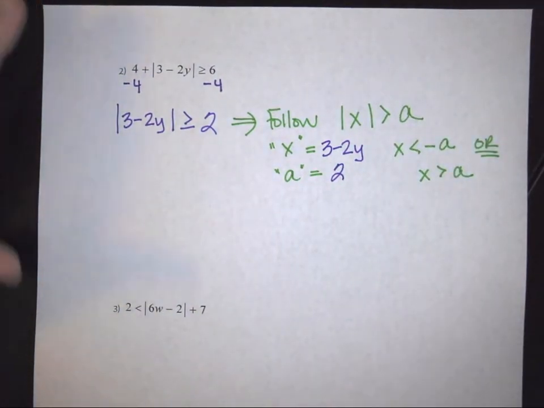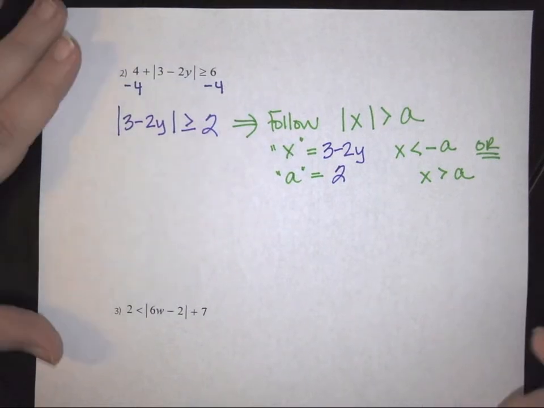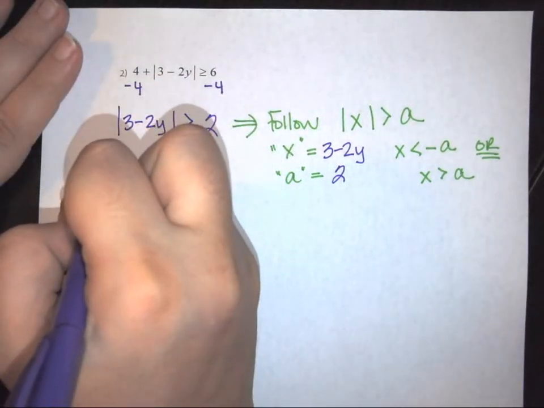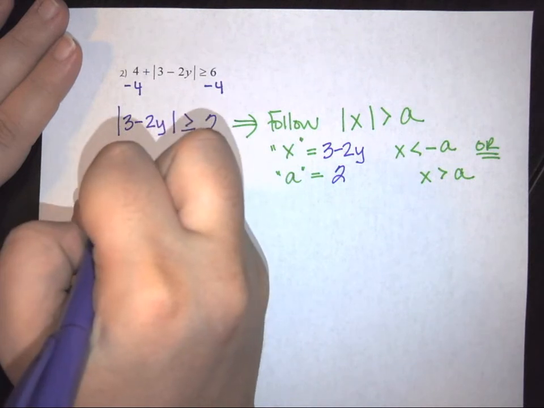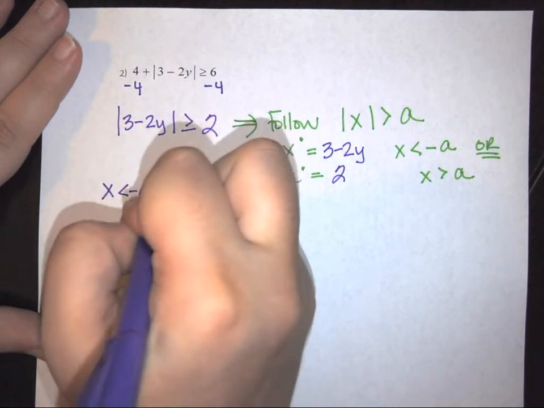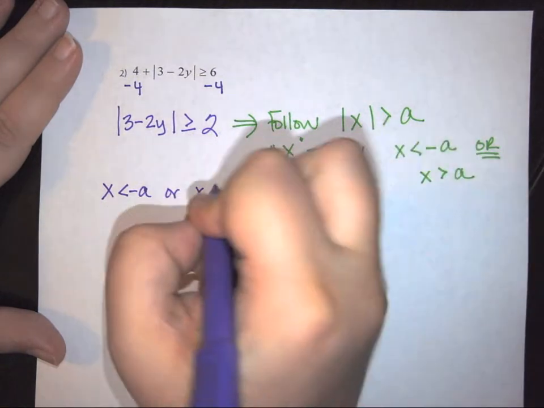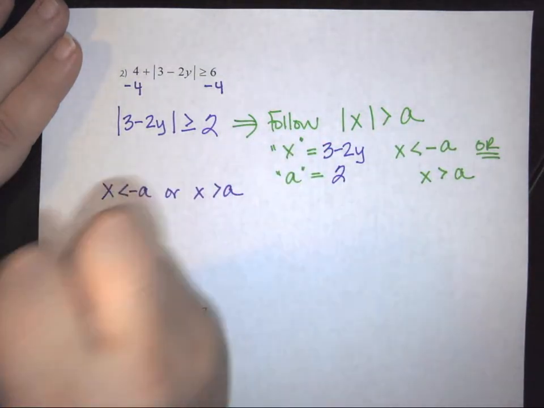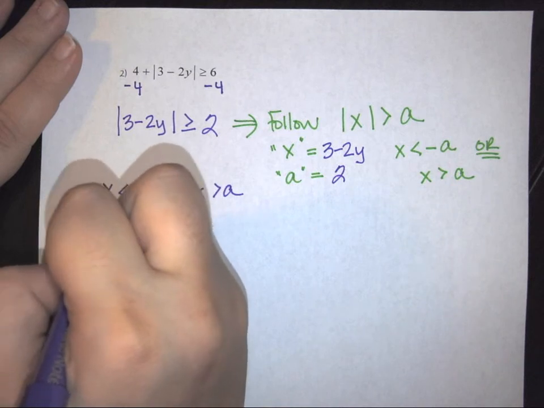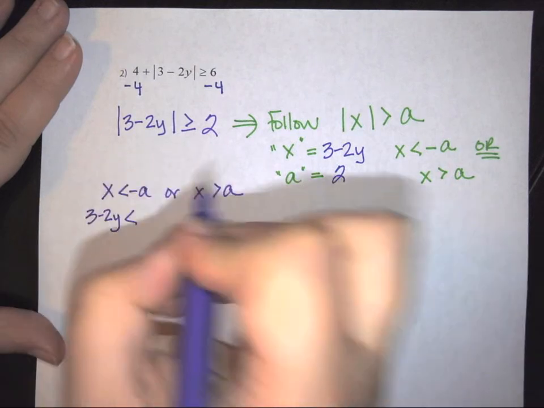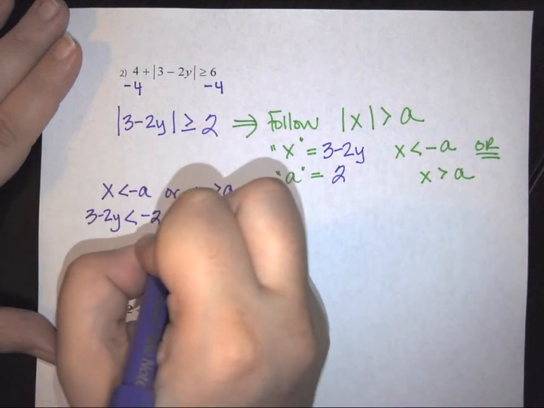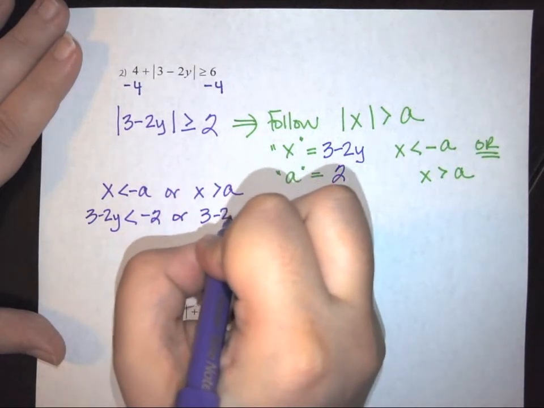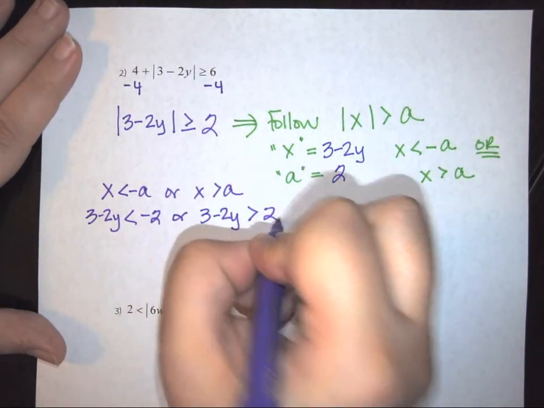So I can go ahead and input these things into my formula. So I have that X is less than negative A, or X is greater than A. So substitute my information. I have 3 minus 2y is less than a negative 2, or 3 minus 2y is greater than the positive 2.